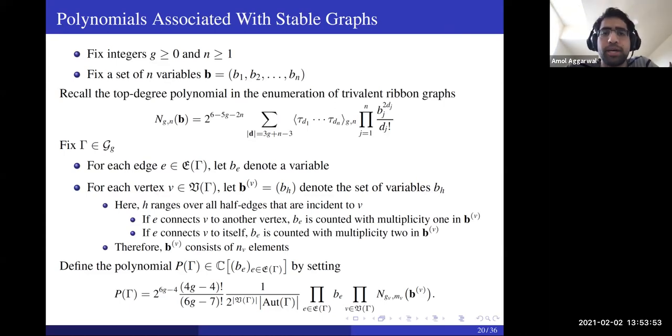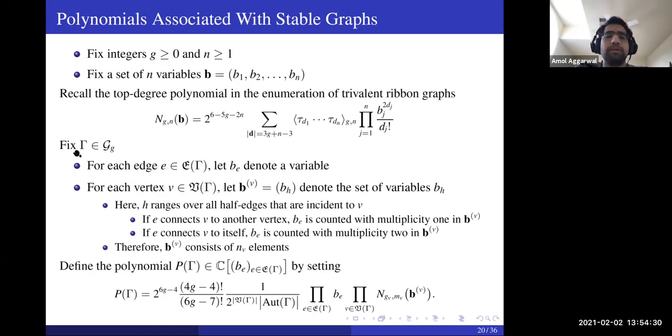So I'll fix some integers G again, which is a genus, and N, which is the same N as I had before. So remember this polynomial N_{G,N}(B). This was the Kontsevich polynomial that I had, one of my first five slides. It's the top degree polynomial in the enumeration of these trivalent ribbon graphs. So it's this power of two times this correlator times this polynomial in the Bs.